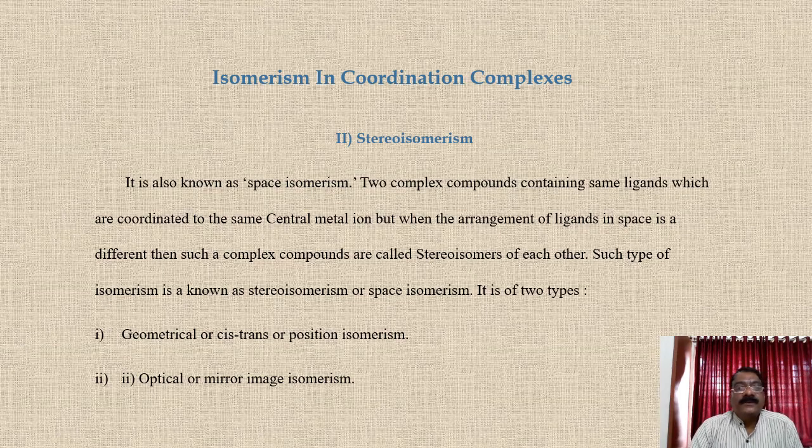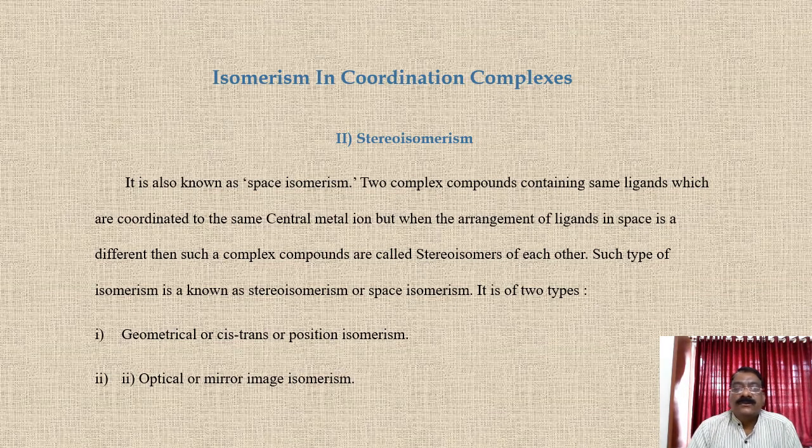Stereoisomerism is also known as space isomerism. Two complex compounds containing the same ligands coordinated to the same central metal ion, but with a different arrangement of ligands in space, are called stereoisomers of each other. Such isomerism is known as stereoisomerism or space isomerism.